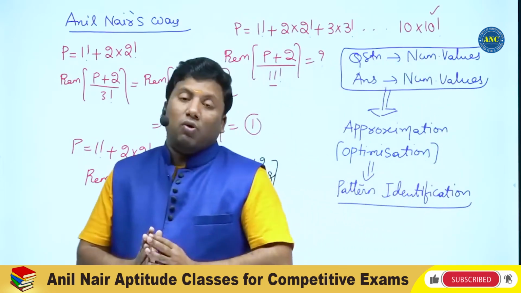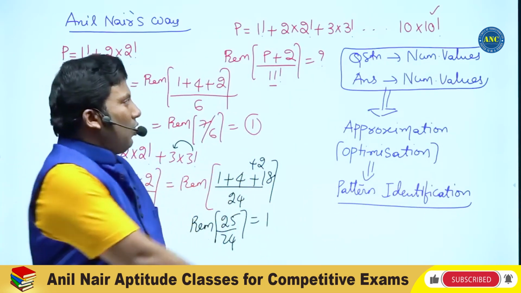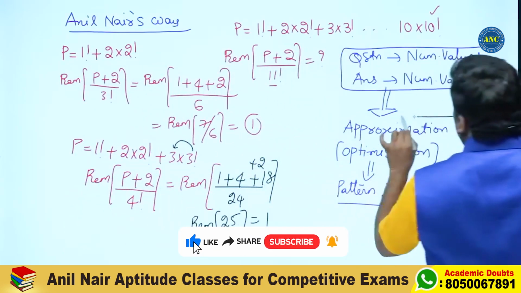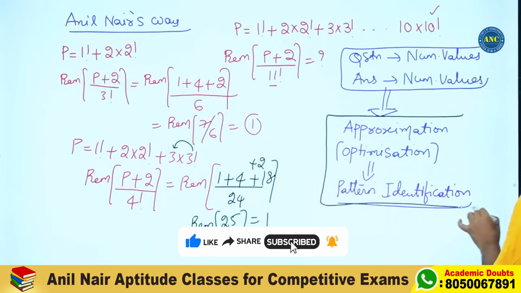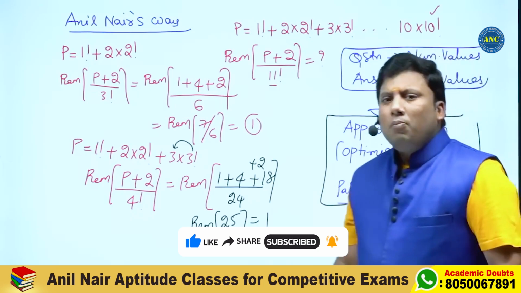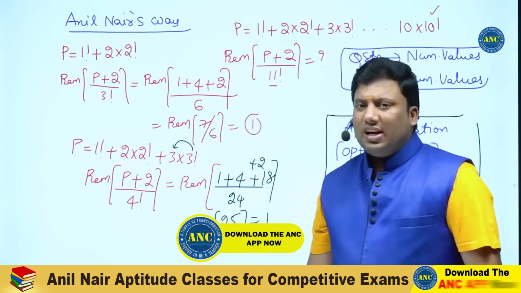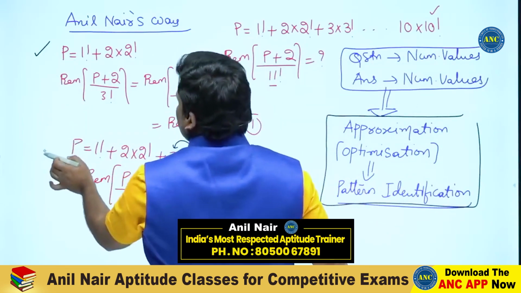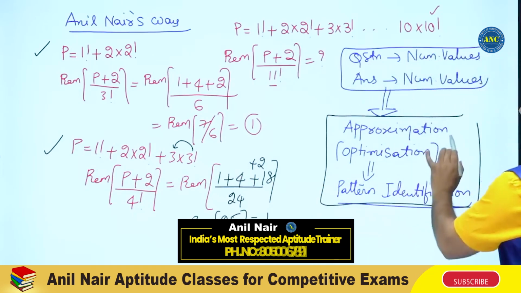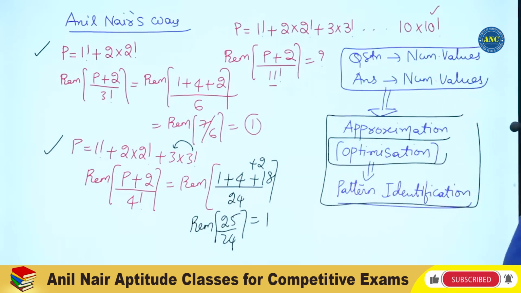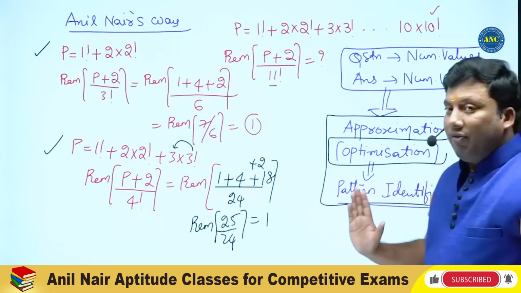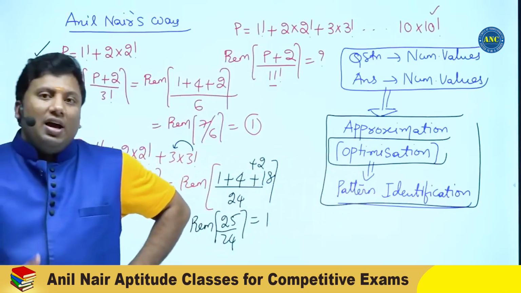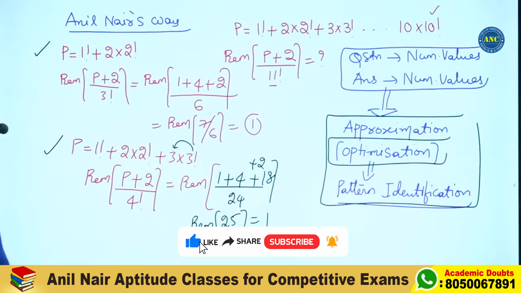That means from now onwards, if higher powers are given, the question contains numerical values and the answer contains numerical values, approximate it. Generally for n equal to 1, most likely you will get two options eliminated, then n equal to 2, n equal to 3. This is the best way of solving, an approximation or optimization method. Pattern identification is clear. Each and every term is of the form n into n factorial.